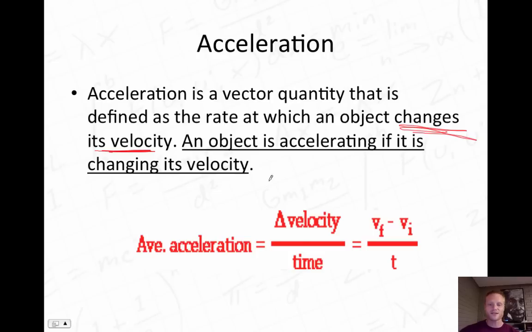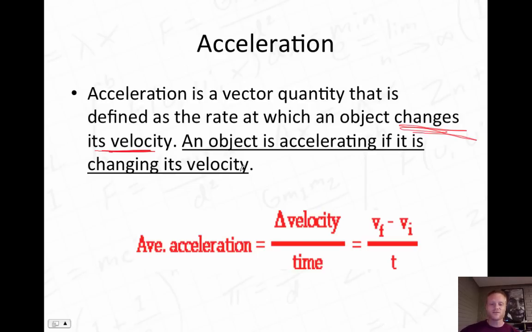Oh, good, I underlined it here. Wow, I just need to read the rest of my own slide. An object is accelerating if it is changing its velocity. So if I'm telling you I'm going 10 meters per second to the right, and that's all I'm doing, I'm not accelerating. I haven't changed my velocity at all. But if I tell you that I'm going 10 meters per second to the right, and 2 seconds later now I'm going 14 meters per second to the right, I now had to have accelerated.